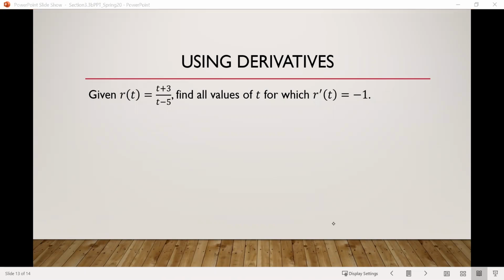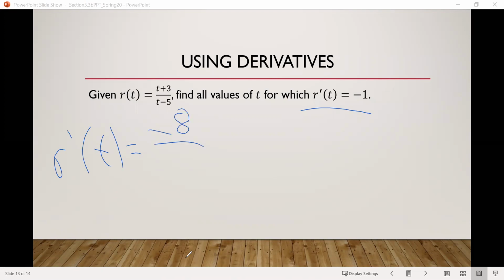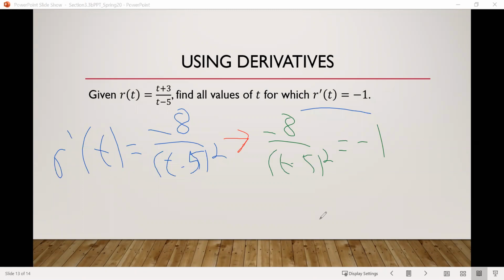So in order to do this, if we want to find where r prime equals negative 1, what would be the first thing we need to do? That's right, we need to know what r prime of t is. I won't go through all the steps right now because this is for you to do as part of your classwork, but you'll see that the answer you get is negative 8 over t minus 5 squared. And then we need to use that to solve for where r prime of t equals negative 1. So how would we do that? Right, we're going to set it equal to negative 1. So negative 8 over t minus 5 squared equals negative 1.